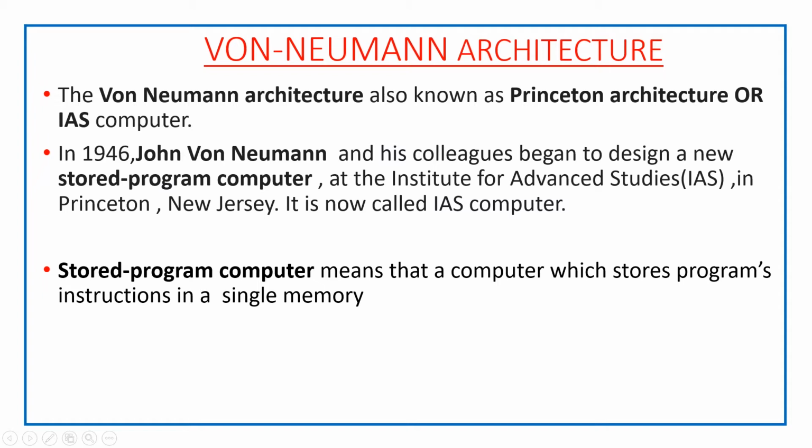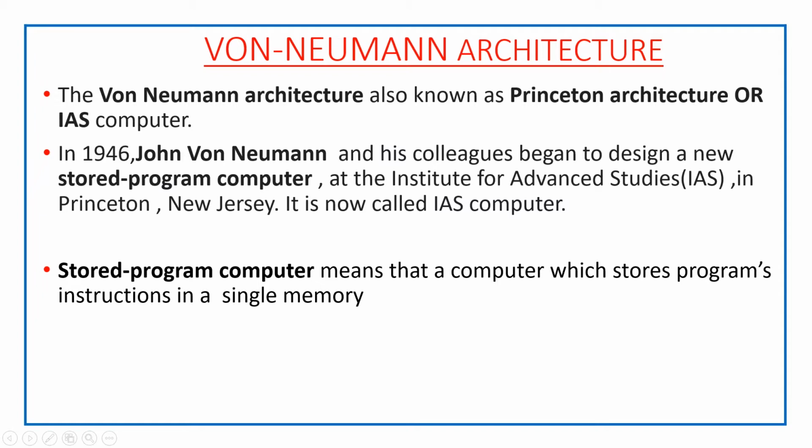So, from his name the John von Neumann architecture came, and he designed this new stored program computer at the Institute for Advanced Studies, which is known as IAS. So the other name of this computer is IAS computer or Princeton computer, because he designed his new stored program computer in Princeton.